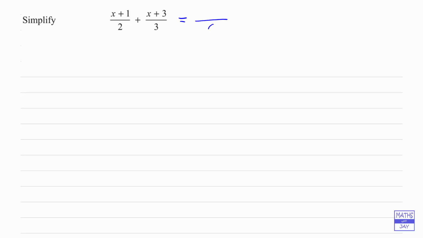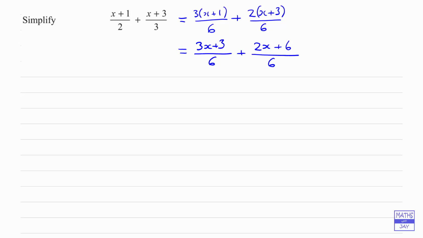So we want to write each fraction as something over 6. We're multiplying top and bottom of the first fraction by 3, so we've replaced the half by 3/6. For the second fraction, we're replacing the 3 by 6. In other words, we've multiplied it by 2, so we need to multiply the numerator by 2 as well. So we've replaced the third by 2/6. Now we need to multiply out the brackets in each of those fractions. So we're going to have (3x + 3)/6 for the first fraction and (2x + 6)/6 for the second one.